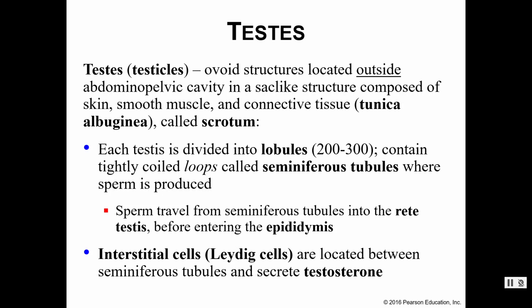Each of the testicles, or each testis, is internally divided into lobules, and there are quite a few. We've got 200 to 300 lobules per testicle. These contain highly coiled loops known as seminiferous tubules. This is where sperm production begins. The sperm travel from the seminiferous tubules into what is known as the rete testis before entering into the epididymis, as it will travel through the duct system.